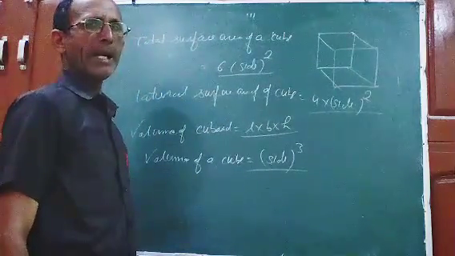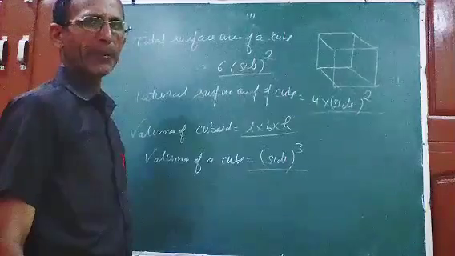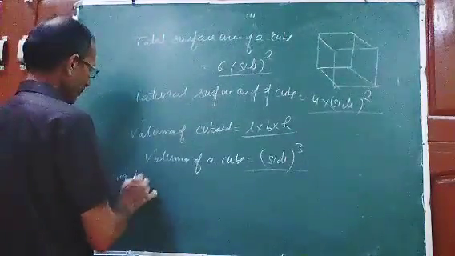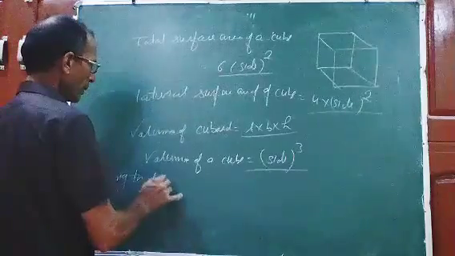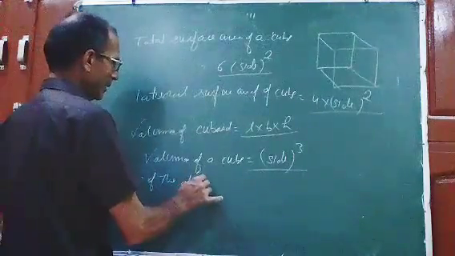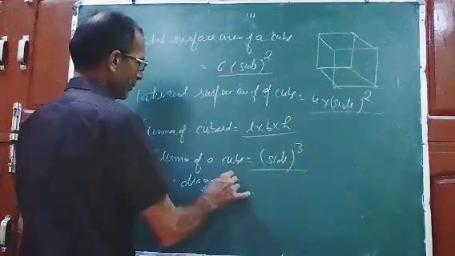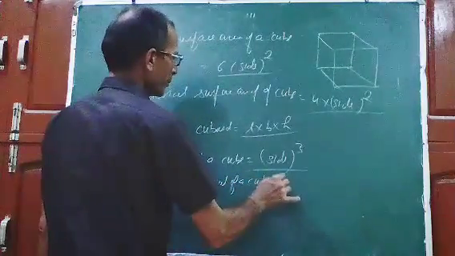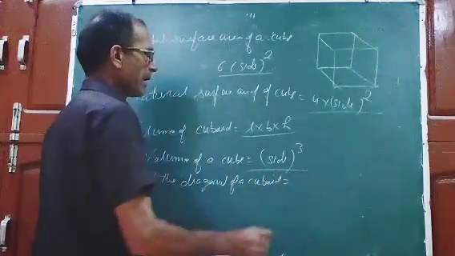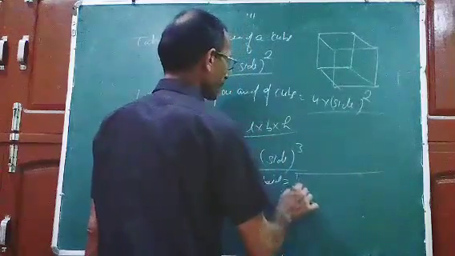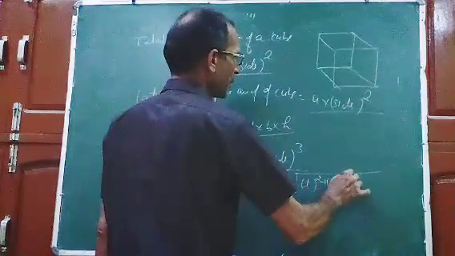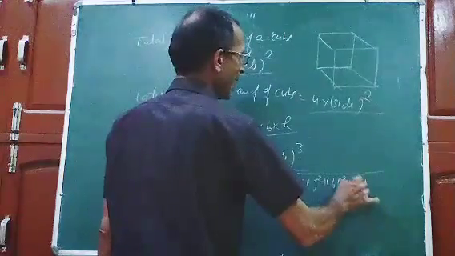Now if we have to find the length of the diagonal of a cuboid, it will be equal to root of L square plus B square plus H square.